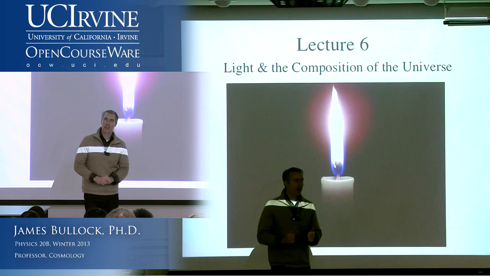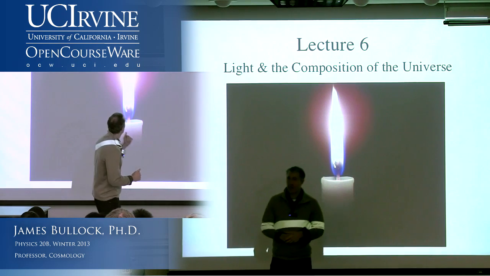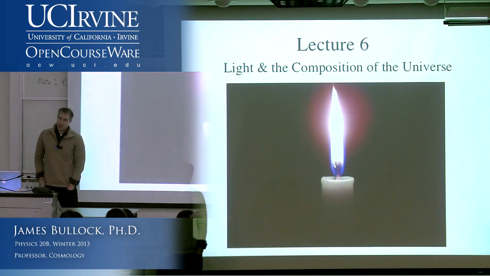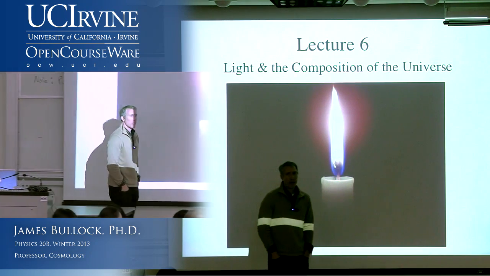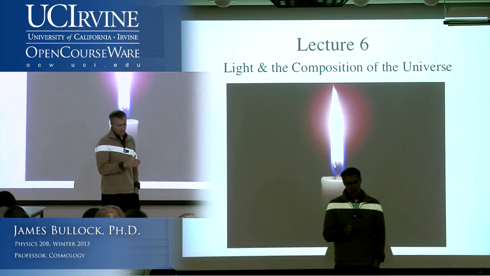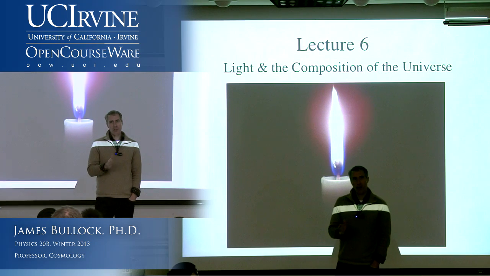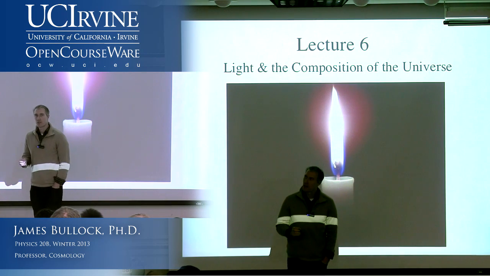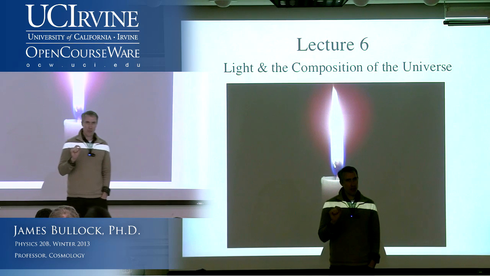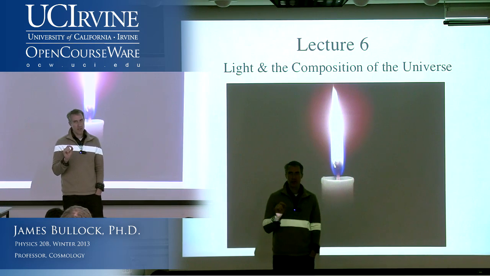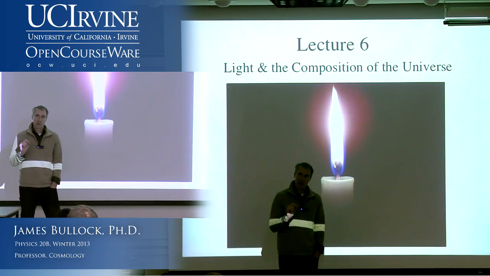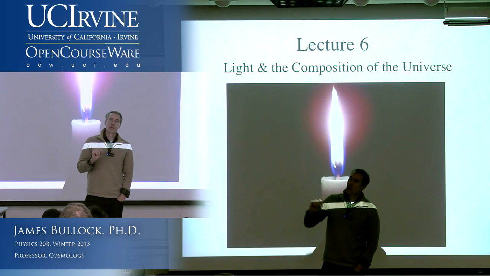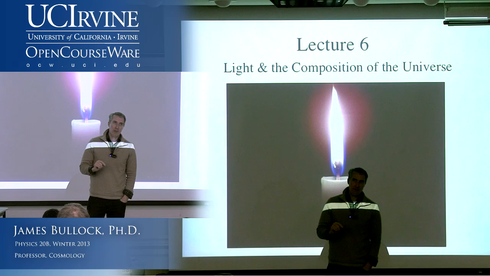Okay, so this is lecture 6. We're going to continue to talk about light, and talk about how we use light to figure out the elemental composition of the universe. I want to be a little bit precise, because what I'm going to talk about at the end of this lecture is what the universe is made of, at least in terms of elements that are on the periodic table.